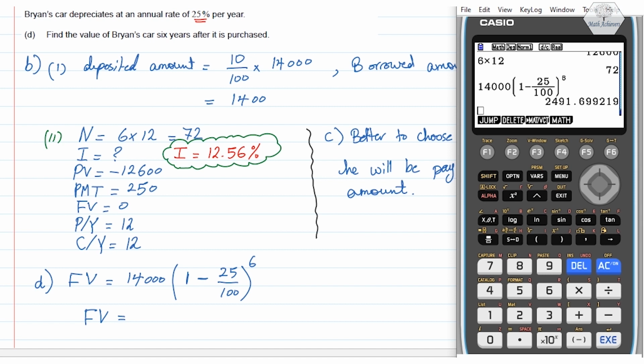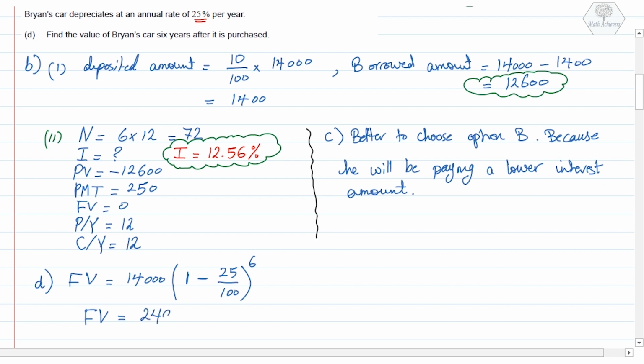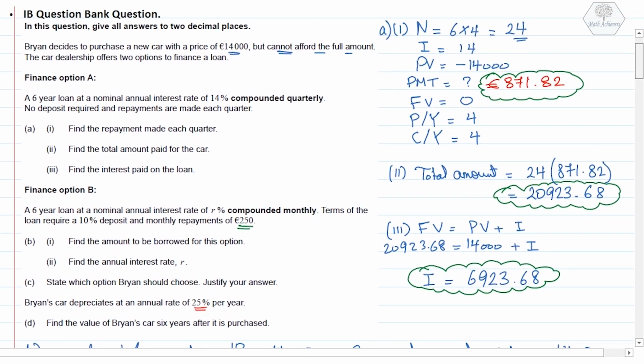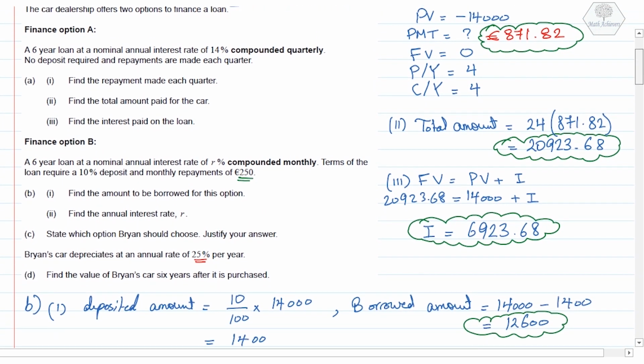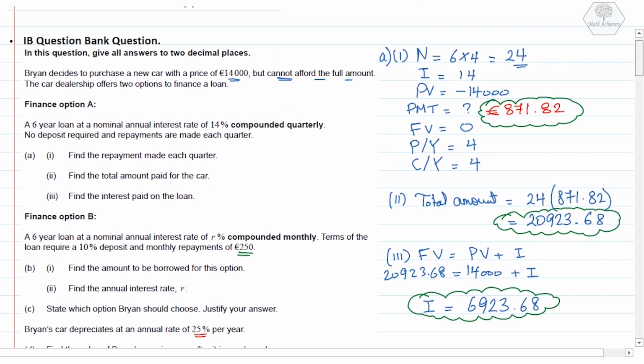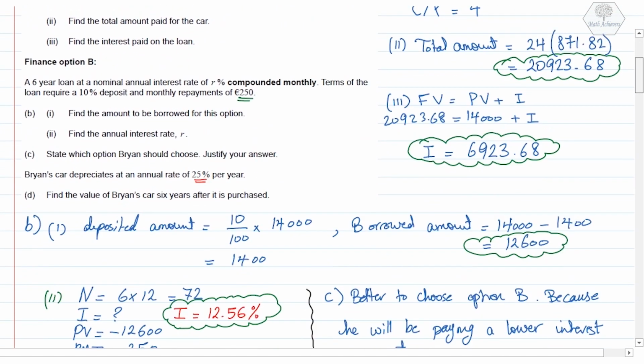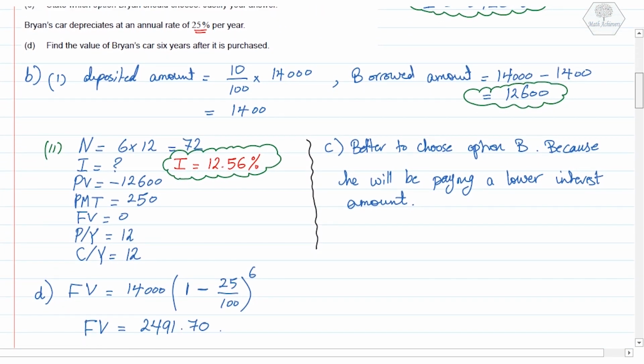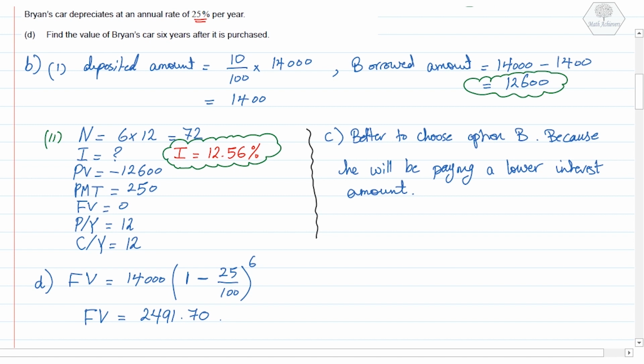And this is equal to 2,491.70 euros. If you can see, all answers are written to 2 decimal places because the question asked for so, and we used the financial applications in order to find monthly payments, quarterly payments, an unknown interest rate, and we find the depreciated value of the car after 6 years using the future value formula.